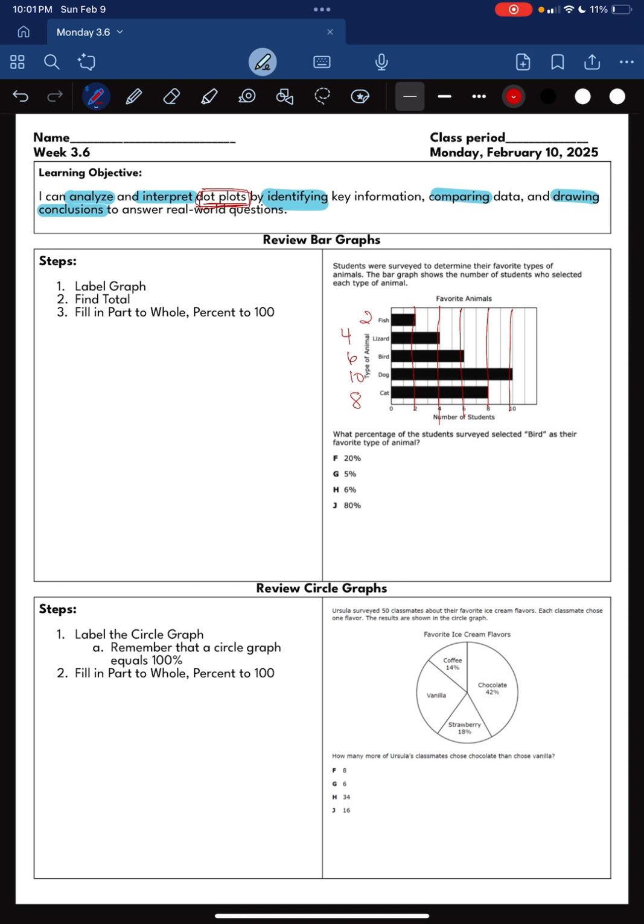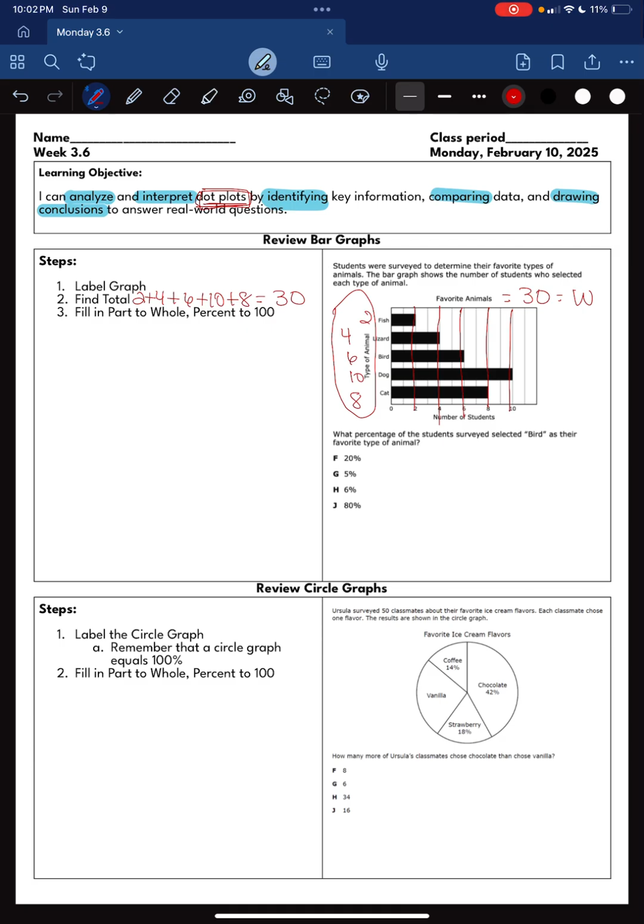So once I do that, I need to find my total, and that means I'm just taking these numbers right here and I'm adding them up. 2 plus 4 plus 6 plus 10 plus 8. I know that 2 plus 4 is 6. 6 plus 6 is 12. 12 plus 10 is 22. And 22 plus 8 is 30. So all of these favorite animals total equals 30. And that equals my whole.